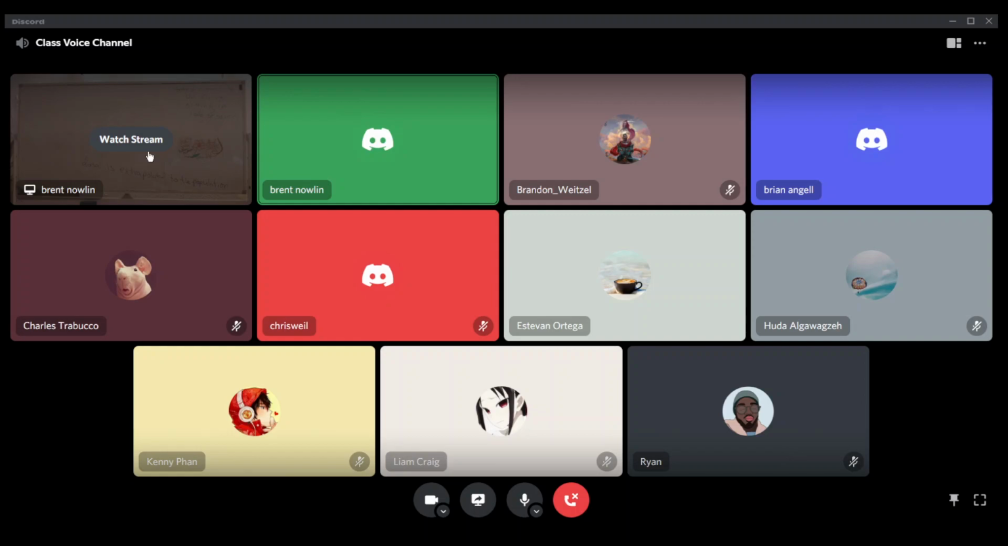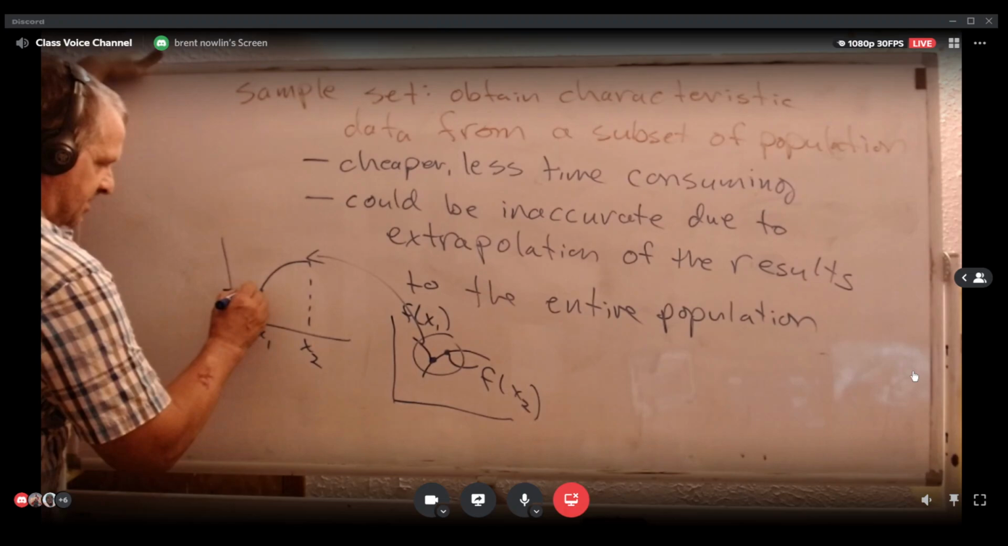f of x1, right? And this point here, f of x2, right? So if I blow it up here, I have something like this, right? Where this is x1 and this is x2, right? And I have these y values or these f of x values, right? Well, what if I want the data, the f of x right here?